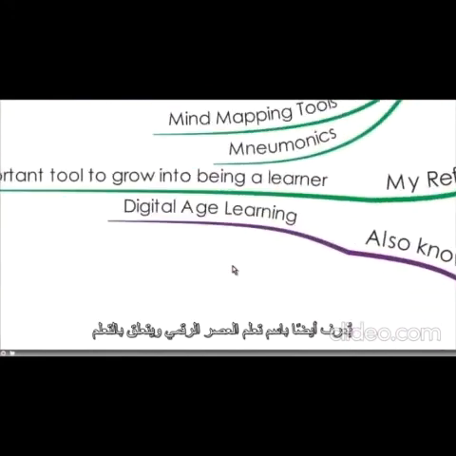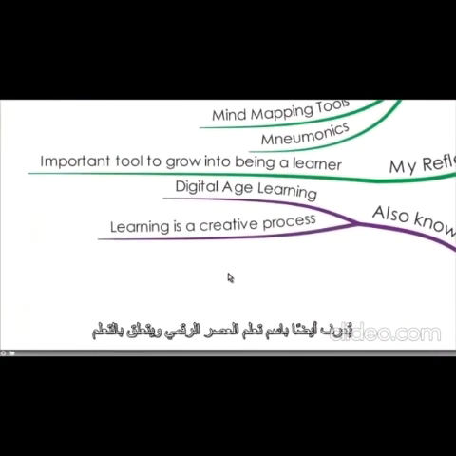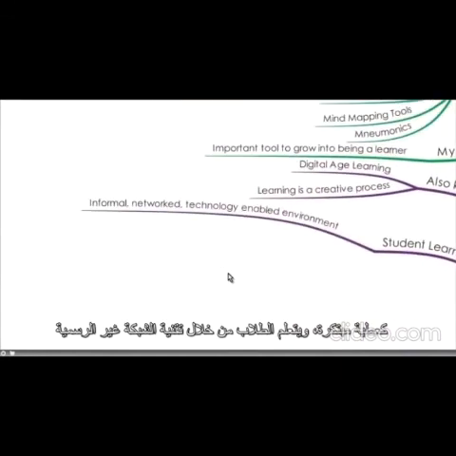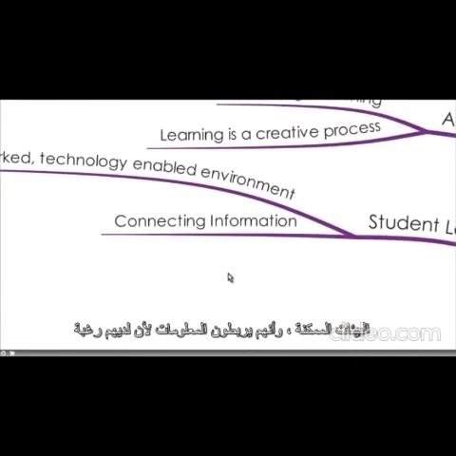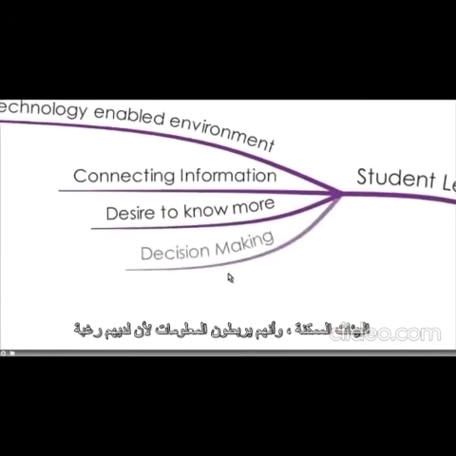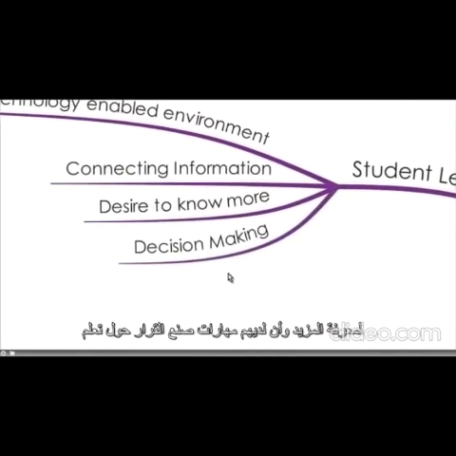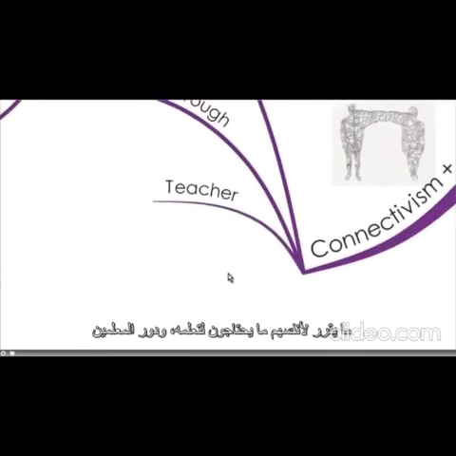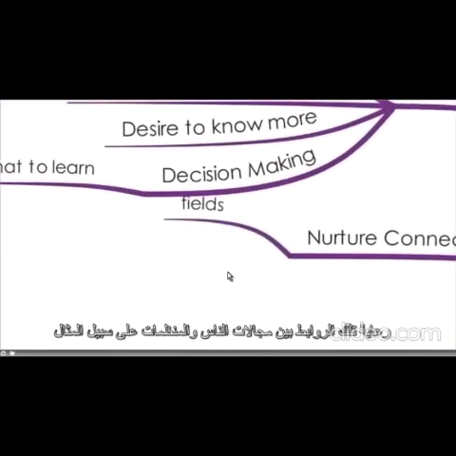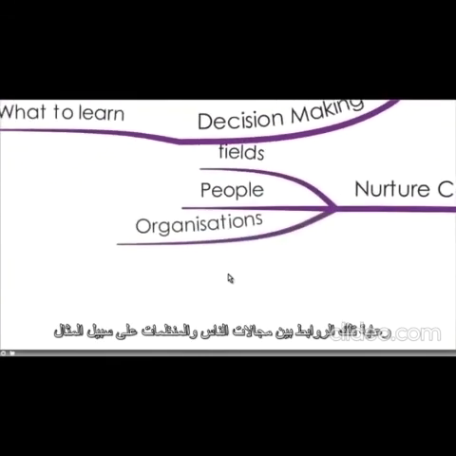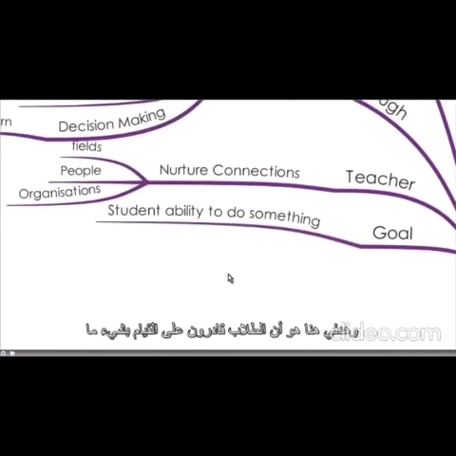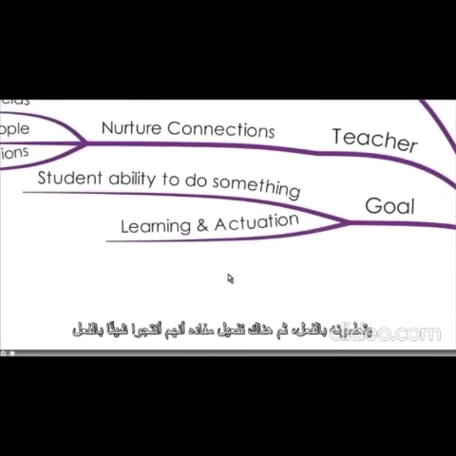It's also known as digital age learning, and it's about learning as a creative process. And the students learn through informal network technology enabled environments, and that they connect information because they have a desire to know more, and that they have the decision making skills about learning, deciding for themselves what they need to learn. And the teacher's role is to nurture those connections between fields, people and organisations, for example. And the goal here is that the students are able to do something, that they actually learn, and then there's an actuation that they actually produce something.